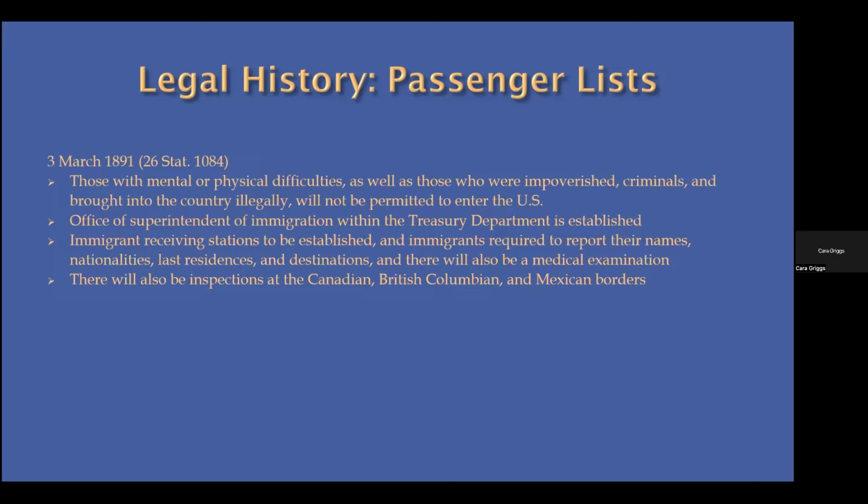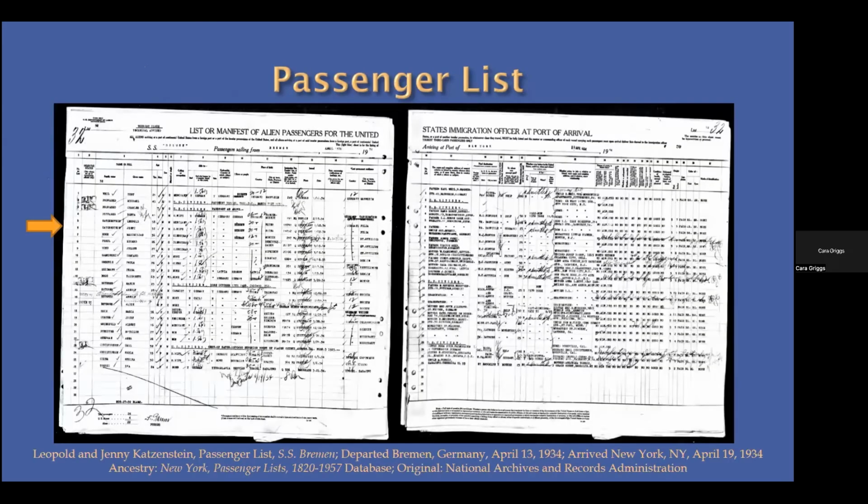By this time, the forms used were standardized, and by 1893, the number of columns expanded to 21 and only grew from there. So now the same question should be asked of everyone. And we can learn a whole lot about Leonard Leopold and Jenny Katzenstein from the passenger list of the SS Bremen, which sailed from Bremen, Germany on April 13, 1934, and arrived in New York 6 days later.